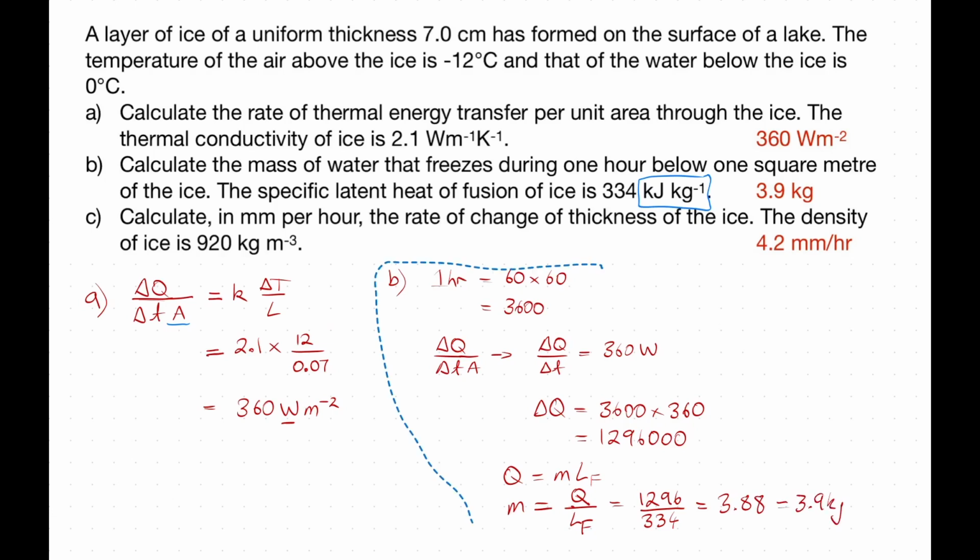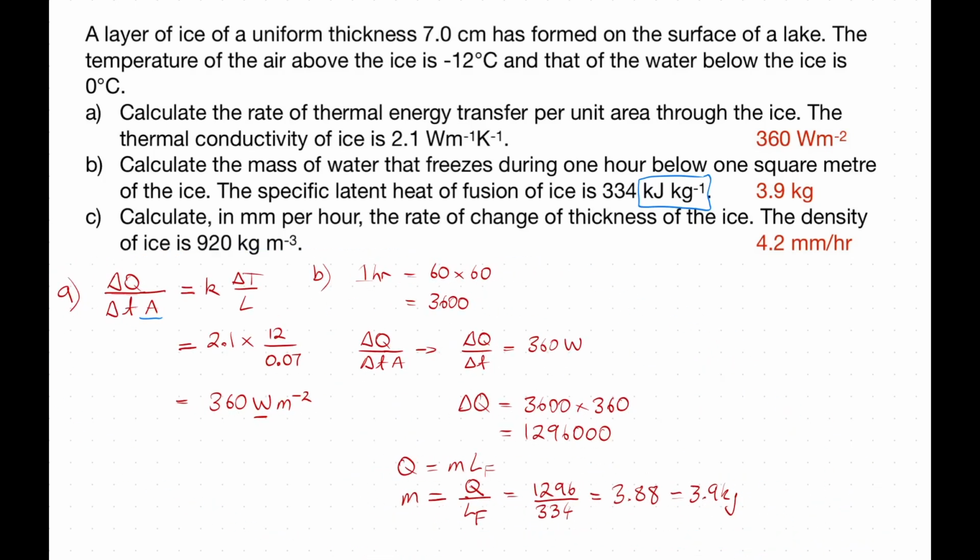For part C, we have the density of the ice, so density is equal to mass divided by volume. We're wanting to calculate the rate of growth of it. So we know that in 1 hour it's going to produce 3.9 kilograms in 1 hour worth of freezing. So therefore, we're after our volume, which is going to be equal to our mass divided by our density, but we're after the increase in the thickness.